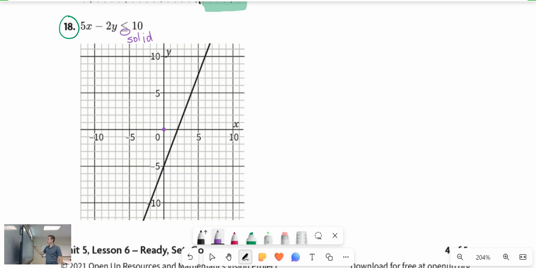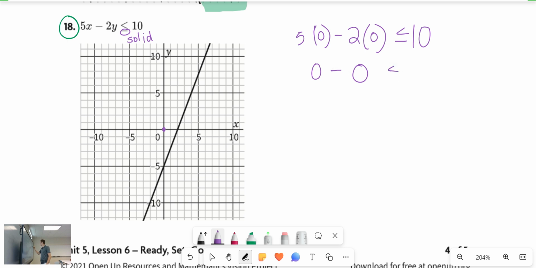So let's see, if we plug in that 0, 0, we'd have 5 times 0 minus 2 times 0 is less than or equal to 10. All right, is that true? Is 0 minus 0 less than or equal to 10? Well, this is just 0 is less than or equal to 10. And yes, that is true. 10 is greater, so 0 is less than 10.